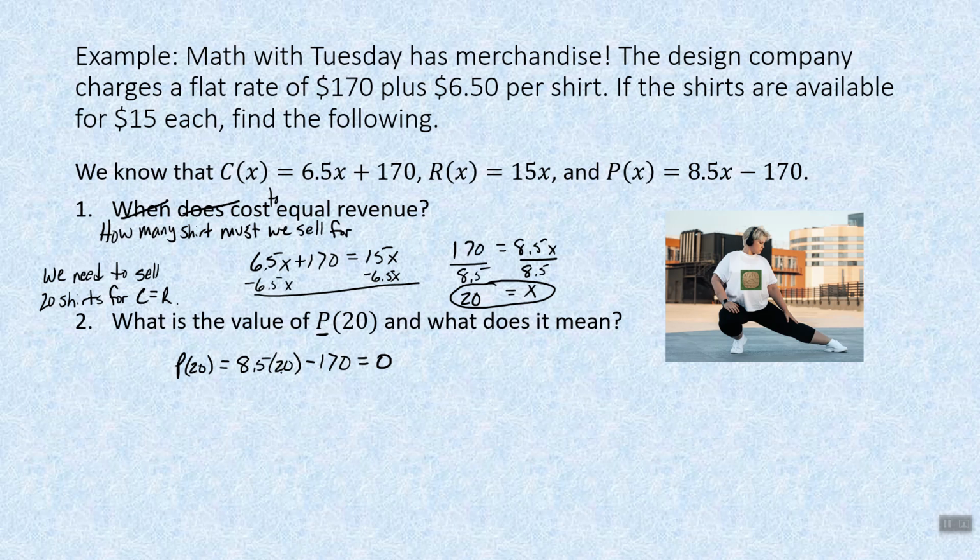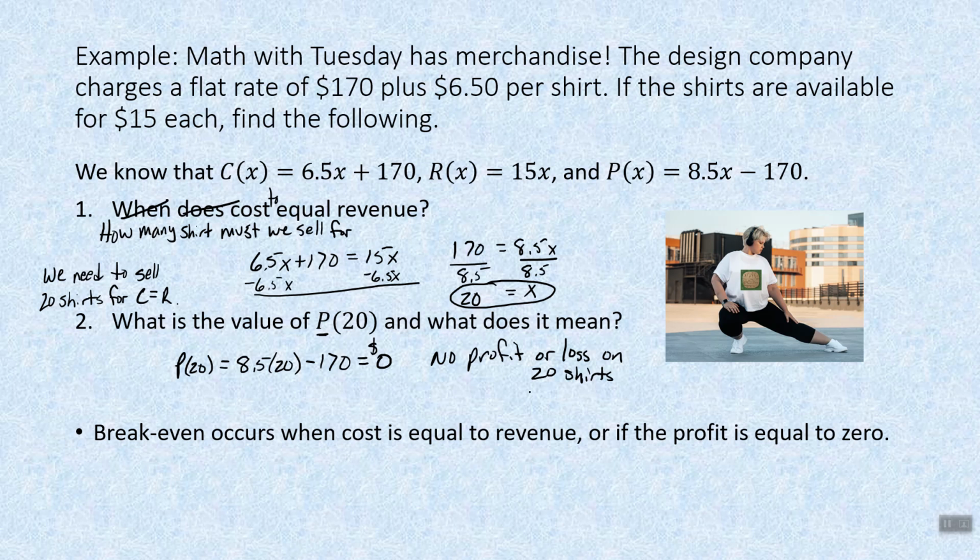8.5 times 20, let me see. That's 170. 170 minus 170 is 0. So no profit or loss on 20 shirts. And that's exactly what we found here, right? In order for cost to equal revenue, I have to sell 20 shirts. What's the profit of 20? The profit of 20 is 0. It turns out that this, break even, occurs when cost is equal to revenue or when the profit is 0. Okay, so if you're ever asked to find break even, you could use option 1 or option 2.